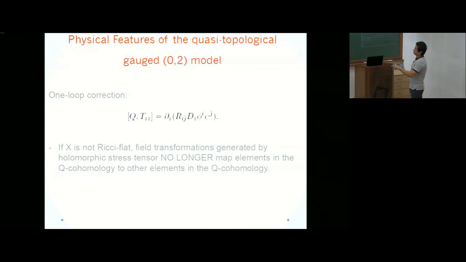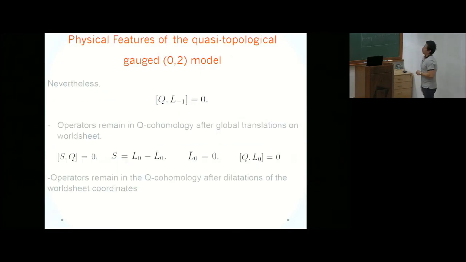And so if we make it Ricci flat, then this is okay. And we still have the same property that we saw just now. Okay, so I'll just be fast. The point is that we've seen just now that L0 bar equals zero, and operators remain in the Q cohomology after you have this action on it. It's not so important.